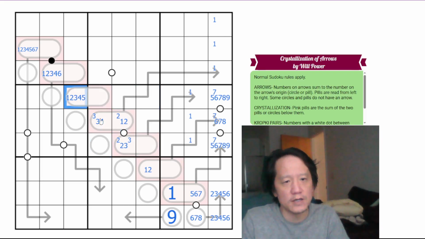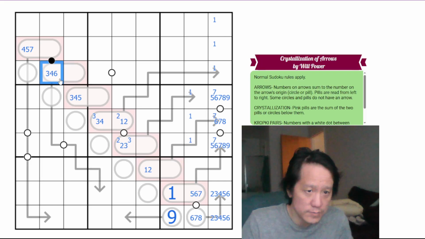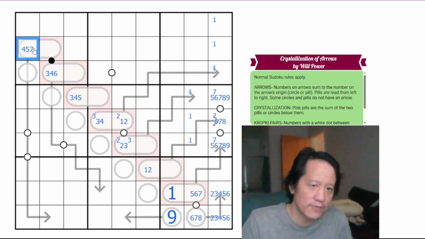This always has to be equal to or greater than this digit. This is equal to or greater than that digit. This must be greater. So this is 1 greater than this digit. It cannot be 5 here. If this were 3, this would have to be 4 and 6.